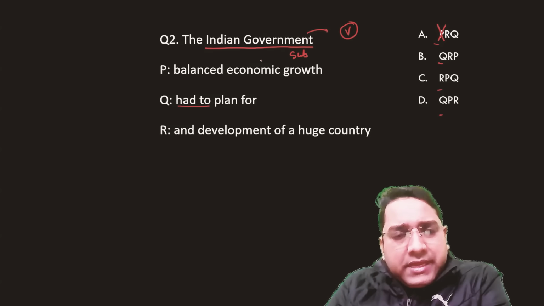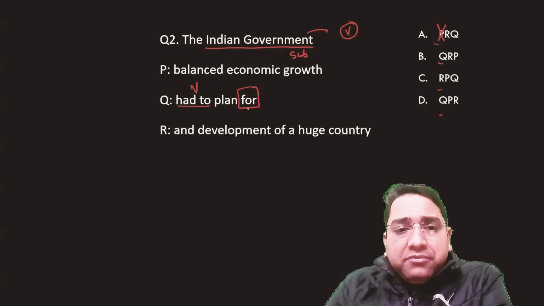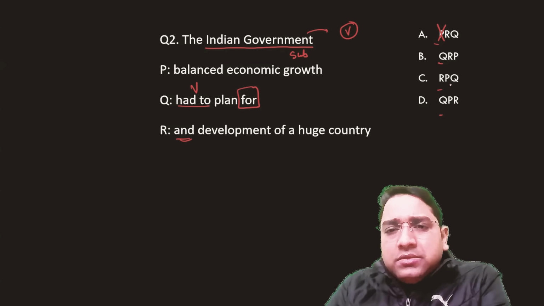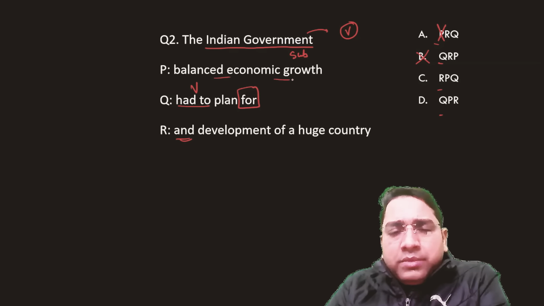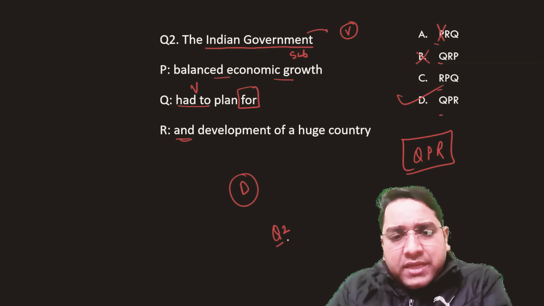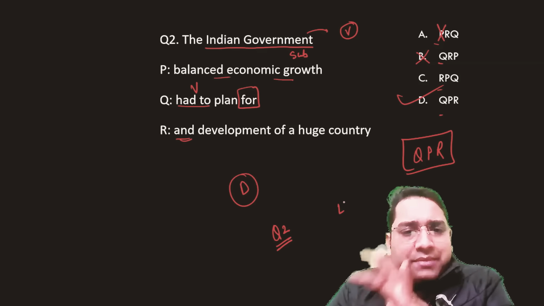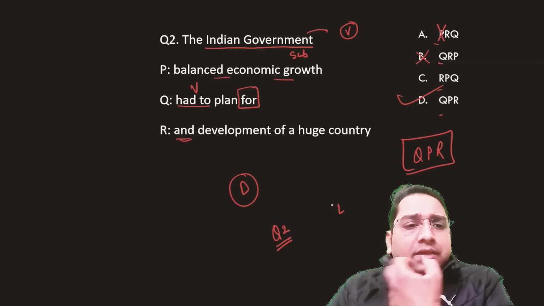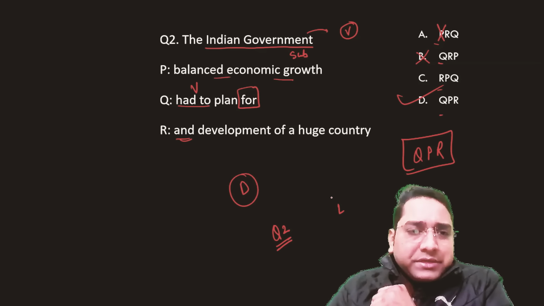Can it be "had to plan"? Yes, it can be. The Indian government had to plan for, and after "for", "and" should not be used. That means QR doesn't make a pair, right? Plan for balanced economic growth and development. That means Q, P, and R. So the right answer is the fourth option. Clear? If yes, then everybody will write Q2 clear. So this is level 1. You will have the same pattern, but the difficulty level can be increased in the examination. And I should say there is no difficulty level, it's only the length of the statements.